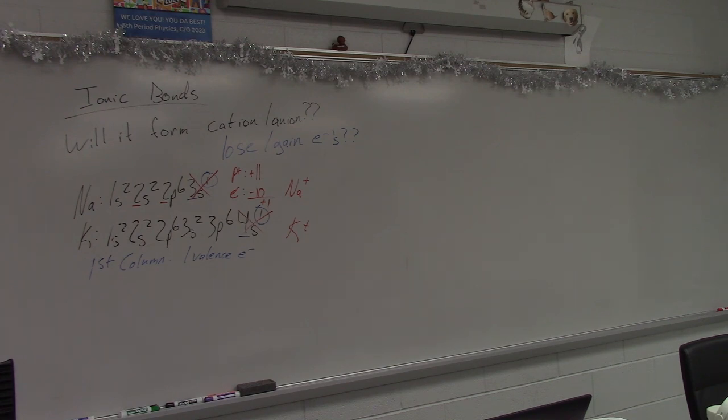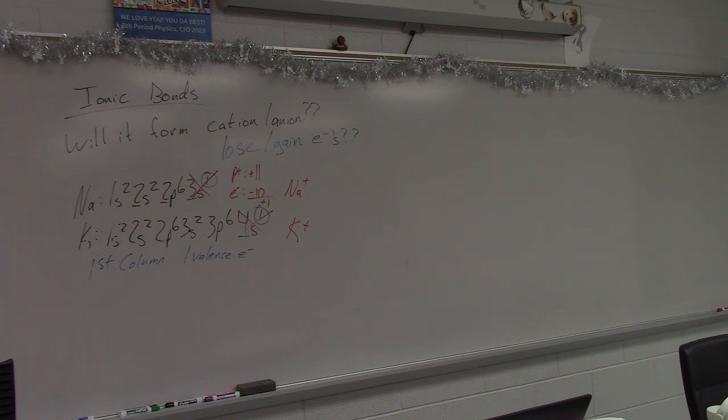16th column has how many valence electrons? Six. Forms 2 negatives. 17th column has how many valence electrons? 7. Easier to gain 1 or lose 7? Gain 1, so it'll form a -1 charge.